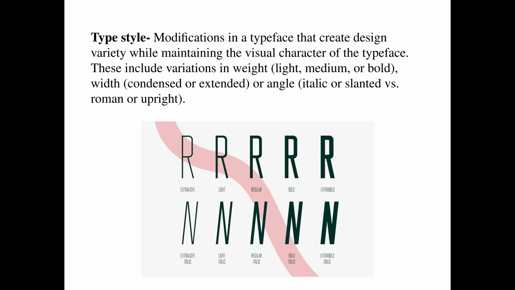Or maybe they're at an angle, like italic or slanted, versus Roman or upright. So you can see regular would be the same as Roman. Here you have a regular italic. So lots of different style variations within different font families.